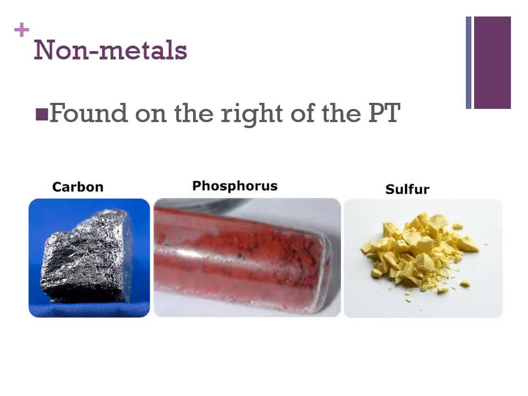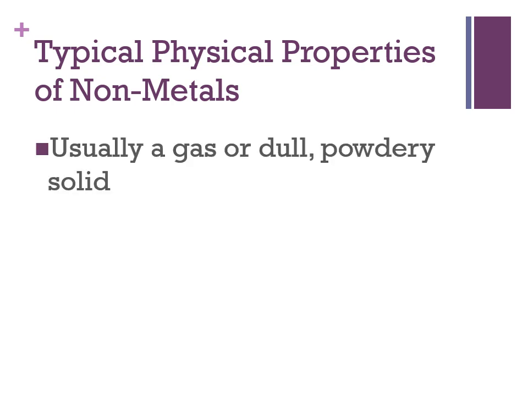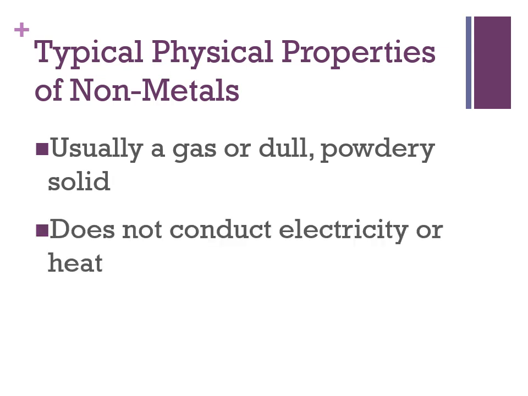Nonmetals are found on the right side of the periodic table. So carbon, phosphorus, and sulfur. You probably noticed that they look a little different than the images of metals on the previous slides. Some typical physical properties of nonmetals are that they are usually a gas or a dull powdery solid. Nonmetals typically do not conduct electricity or heat.